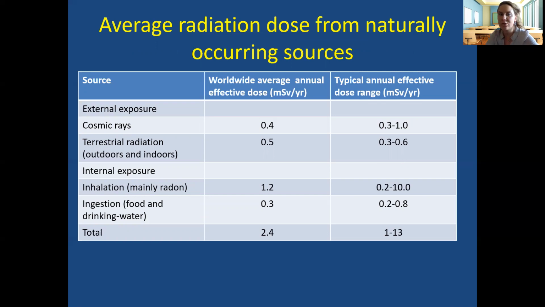Average radiation dose from naturally occurring sources. External exposure sources, worldwide average annual effective dose in millisievert per year, and typical annual effective dose range in millisievert: cosmic rays 0.4, terrestrial radiation outdoors and indoors 0.5 and 0.3 to 0.6. Internal exposure: inhalation, mainly radon; ingestion, food and drinking water. And total millisievert per year, 2.4. Typical annual effective dose range, millisievert per year, from 1 to 13.